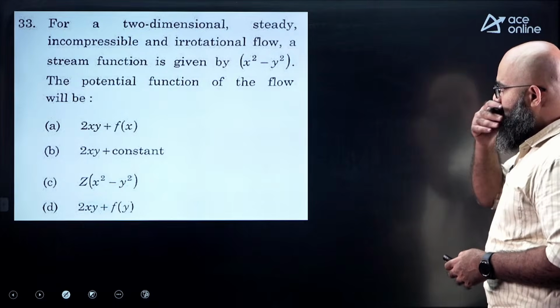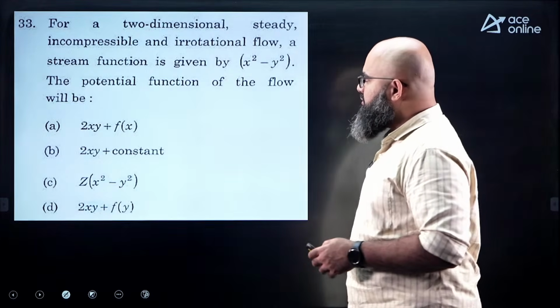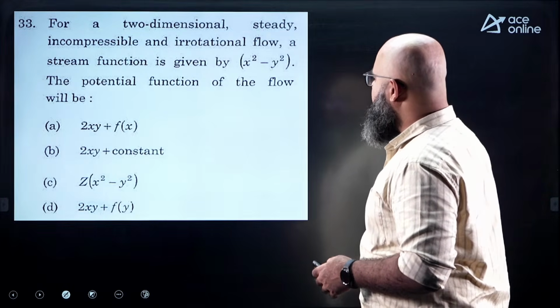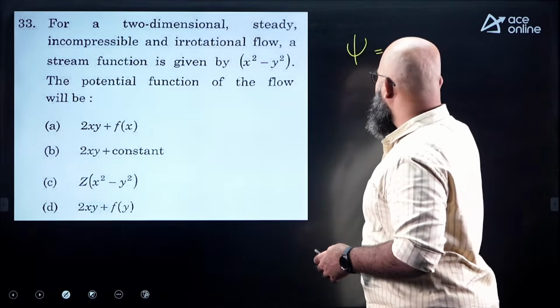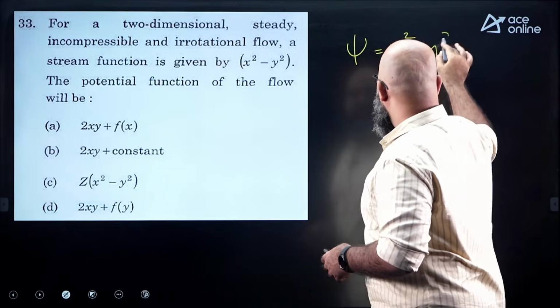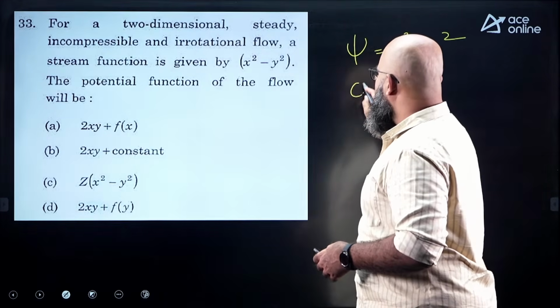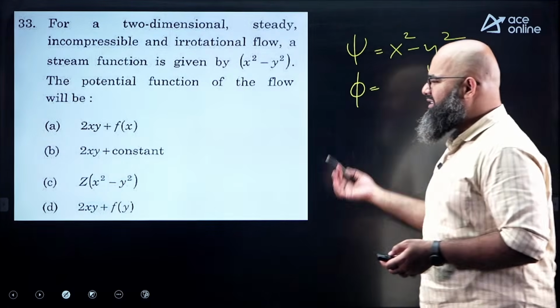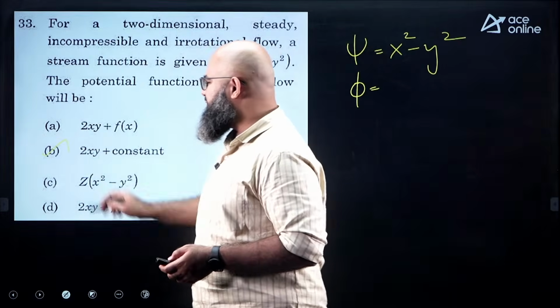Moving further, this question is from kinematics. The question is saying a two-dimensional steady incompressible rotational flow is there. The stream function is given by psi is equal to x square minus y square. The corresponding phi value will be equal to how much? This question has appeared in every examination as such. Very standard question. The answer will be 2xy plus constant.